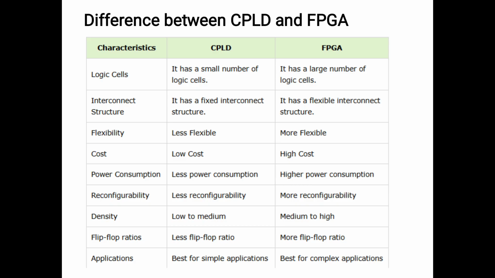Reconfigurability option is less in the case of CPLD whereas FPGA has more, it can be reconfigured often. Density low to medium in terms of different components being installed, and in the case of FPGA it is in the range of medium to high. And flip-flop ratio, same as the density, here the flip-flop ratio is also lesser than the FPGA. Applications, CPLD is best suited for simple applications, whereas FPGA is more suited for complex applications.